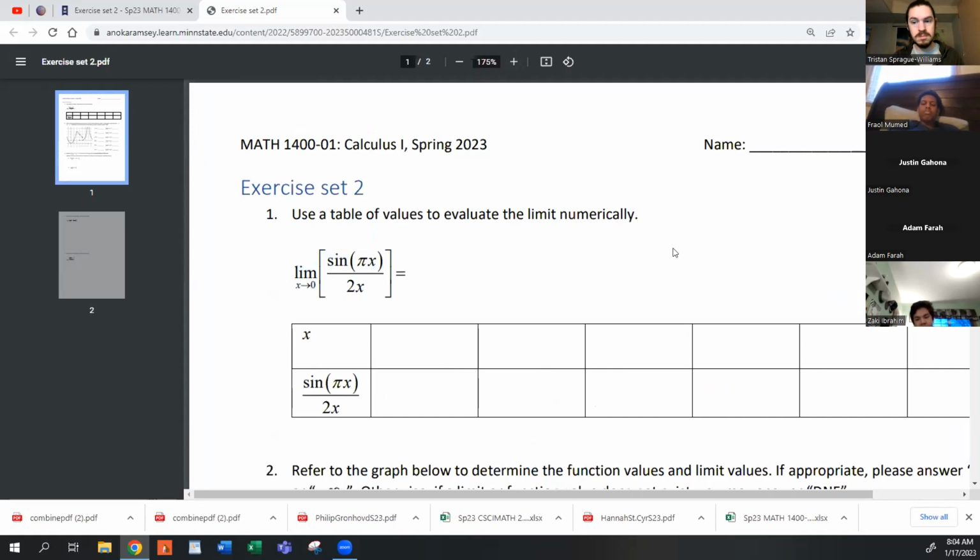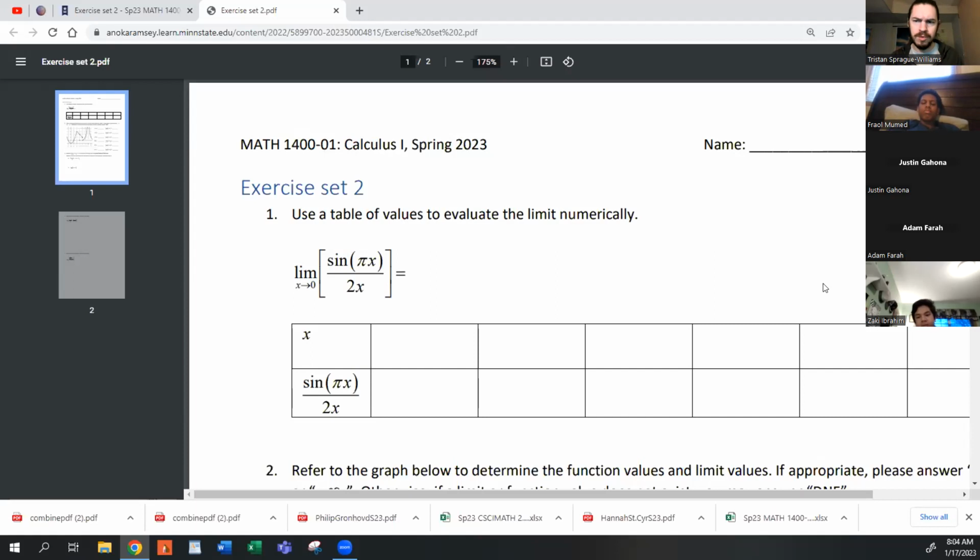Like 1 and 2 and -1 and -2, like those numbers? You're picking integers, but you got to get away from integers, because integers are not going to be useful to you at all here. You got to pick numbers really close to 0. So like 0.1. Yeah, stuff like that.